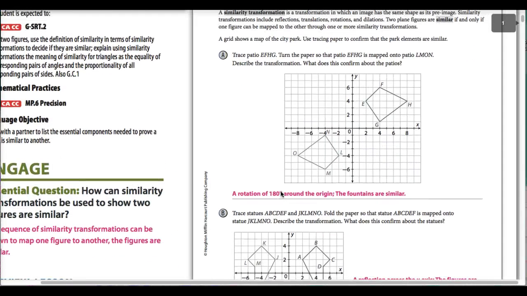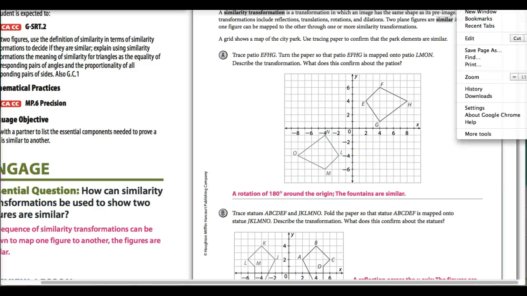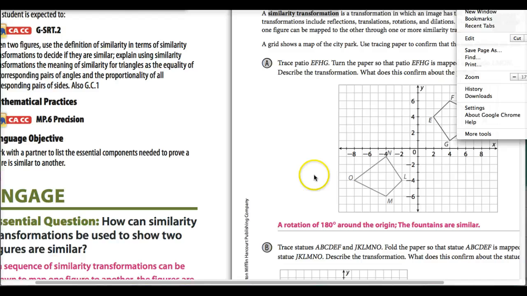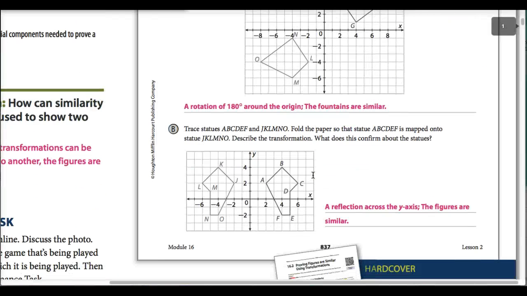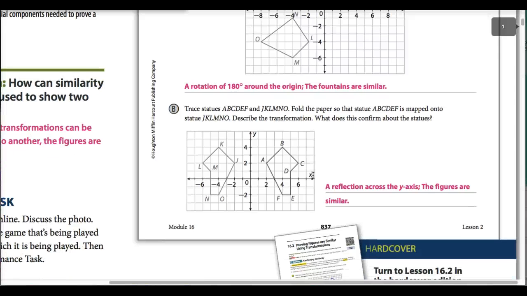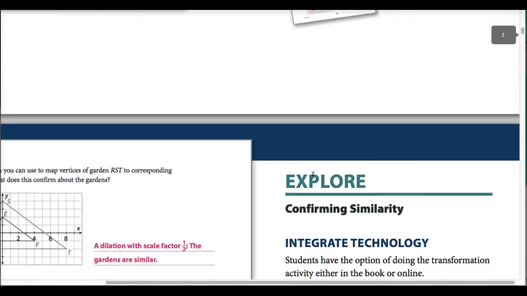As you can see, you have the patio, and so basically, you have to go from here, I mean, EFGH over here, and then you have to make sure that this goes over there. And so the way you did it, you had to do a rotation. And I'm showing you the answer. This is the teacher's edition. Okay. And I'm doing this on purpose. I wanna show you the answer, okay? So there you go. Here's a reflection, and there you go.